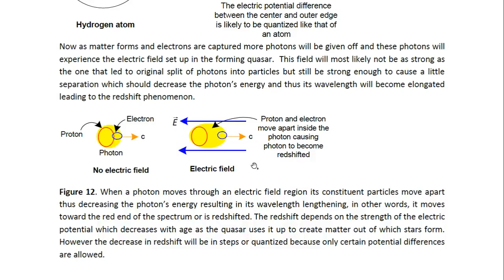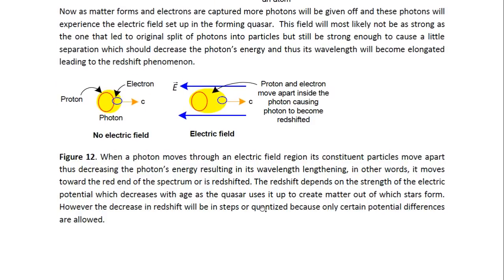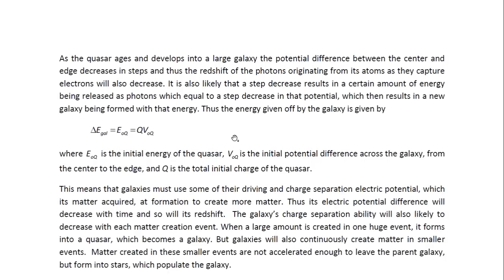But the moment the photon moves through an electric field, the particles within it separate a little bit without separating completely. And when this happens, the energy of the photon decreases. In other words, its wavelength becomes longer. And in other words, the photon becomes redshifted. So this is where redshift comes from.